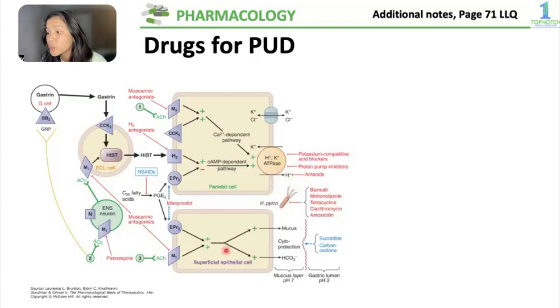And then we have your superficial epithelial cell. We know that these superficial epithelial cells help to maintain the mucus layer, which is maintained at a relatively neutral pH of 7 because it has mucus and bicarbonate to help neutralize the gastric lumen, which is at a pH of 2, and to prevent any erosion and damage towards the epithelial cells. So we have the acid secretor and the superficial epithelial cell protecting the gastric layer.